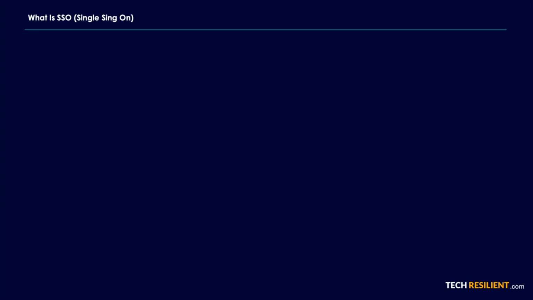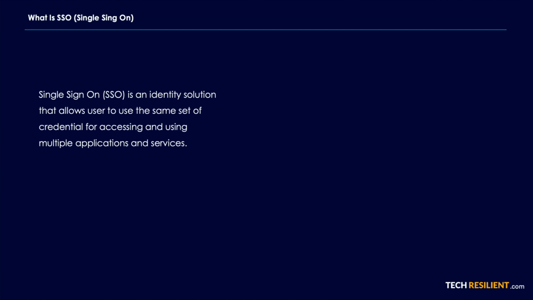Okay, so let's start by defining what is SSO. SSO is an identity solution that allows users to use the same set of credentials for accessing and using multiple applications and services. Let's look at an example.